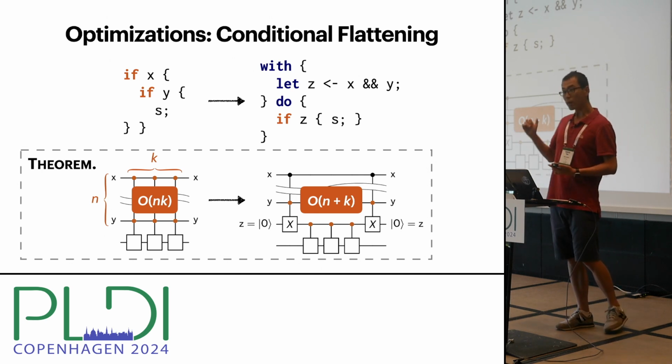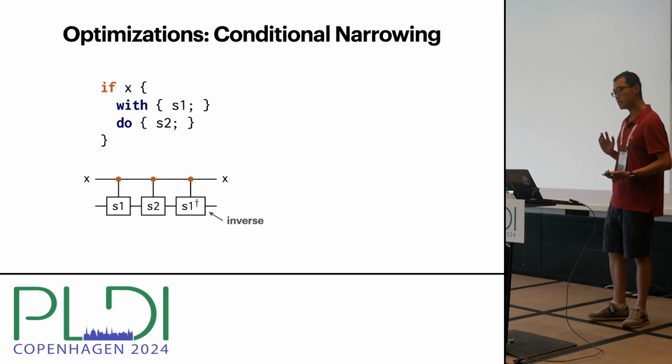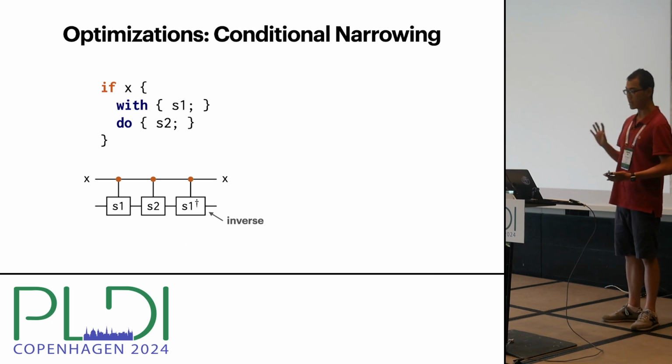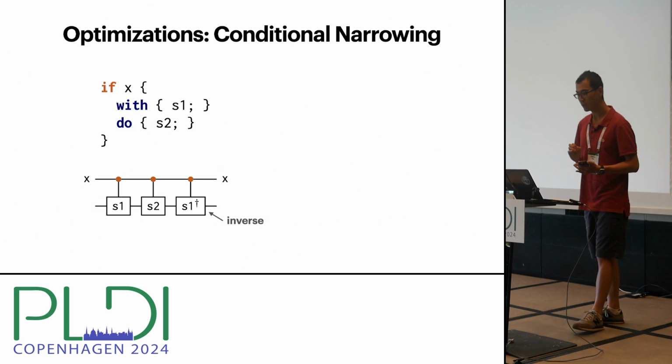Right? So apart from this asymptotic improvement, you can also get some constant improvements. Here's an optimization called conditional narrowing. What's going on in this case is that we've got a program that is executing a statement S1, then S2, and then it's uncomputing S1. It's executing the inverse of S1.